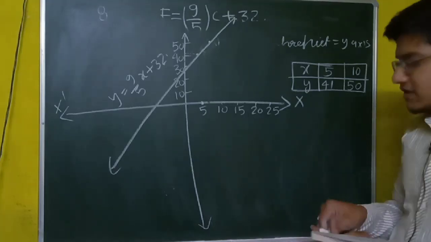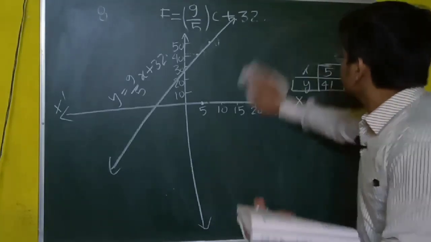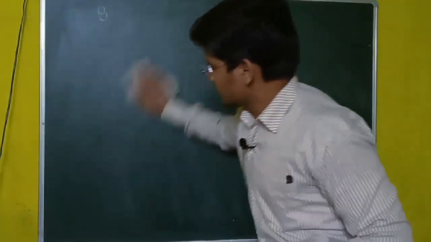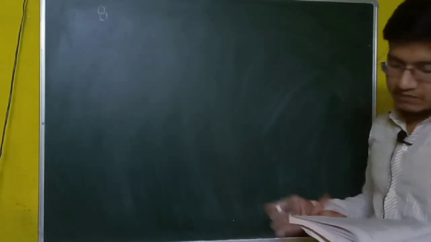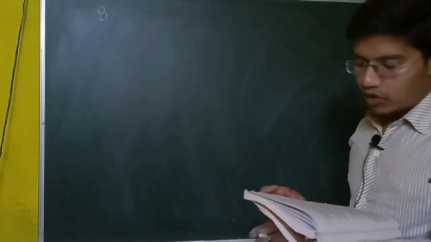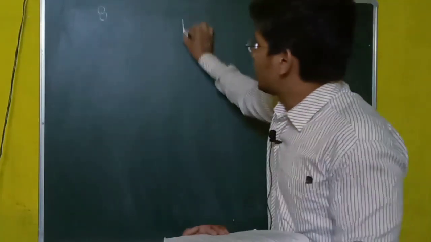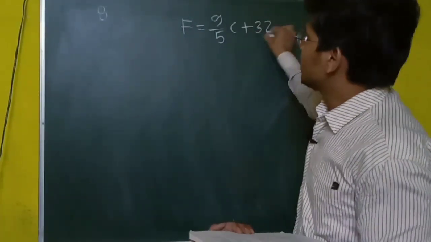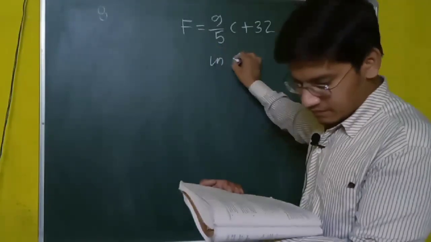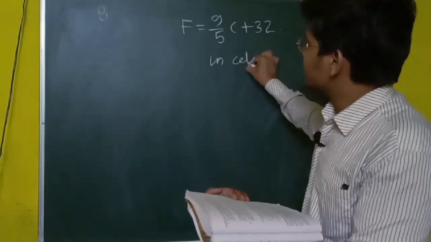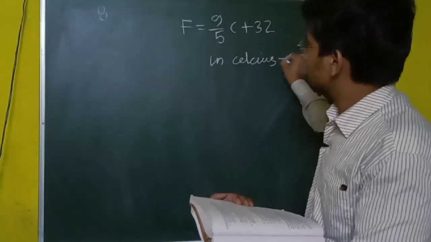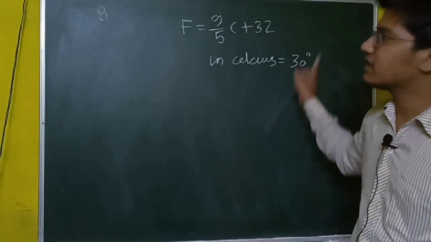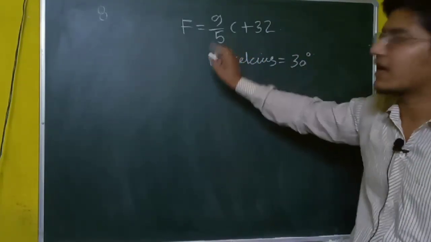Now in the second question, they are asking: if the temperature is 30 degrees Celsius, what is the temperature in Fahrenheit? So our equation is F equals 9 upon 5 C plus 32. In Celsius they are giving 30 degrees, so in place of C we will write 30.